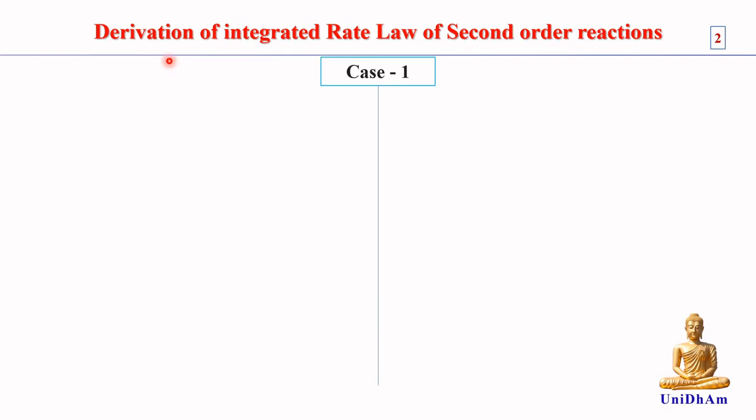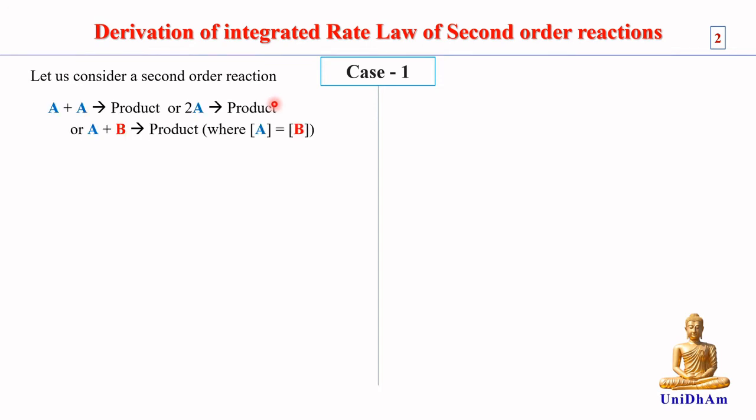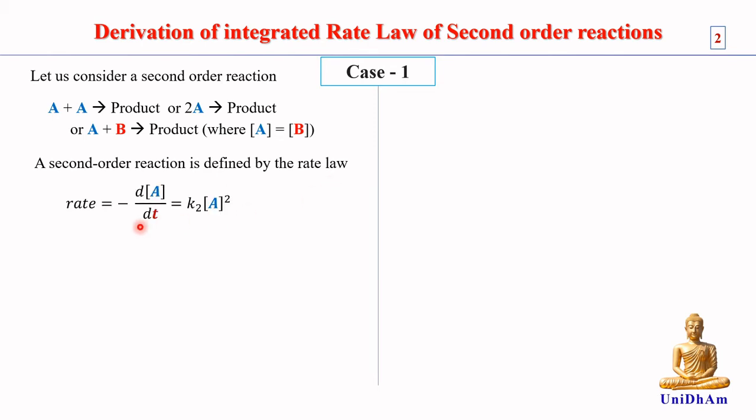Derivation of integrated rate law of second order reaction. Case 1. Let us consider a second order reaction, A plus A gives product, or 2A gives product, or A plus B gives product, where concentration of A is equal to concentration of B. A second order reaction is defined by the rate law. Rate is equal to minus dA by dt, which is equal to K2 into concentration of A to the power 2.